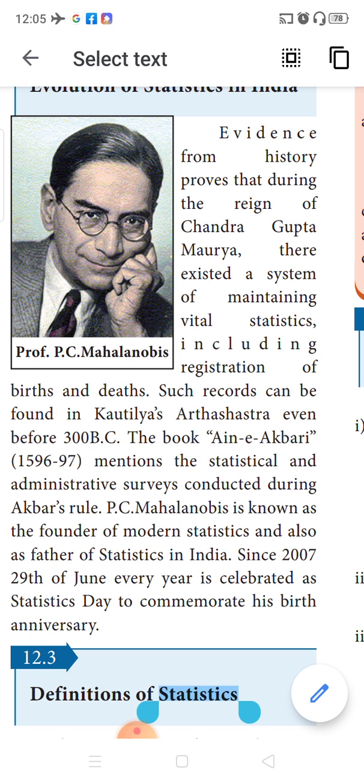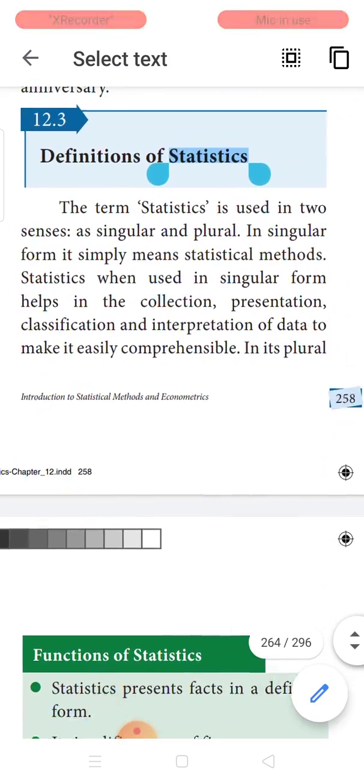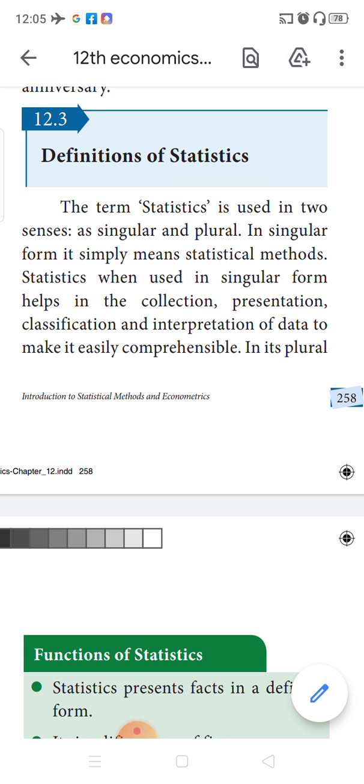Now let us go to the definition of statistics. The term statistics is used in two senses. I told you, in a singular sense it means statistics only. If you are going to say it in plural sense also, it is statistics only. In singular sense, what does it mean? It just simply means statistical methods.